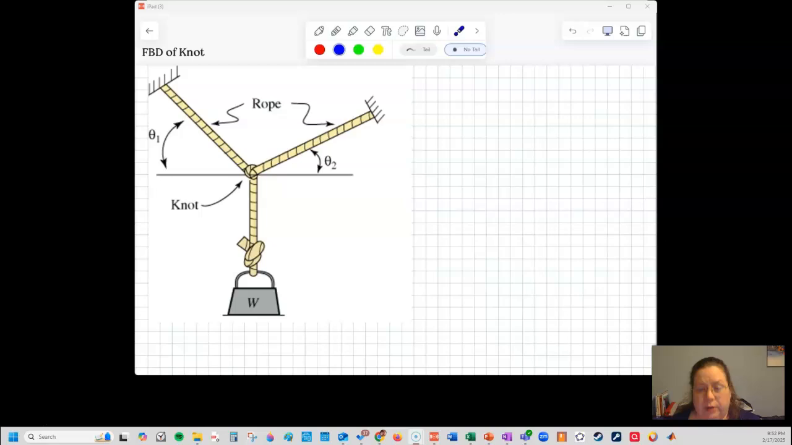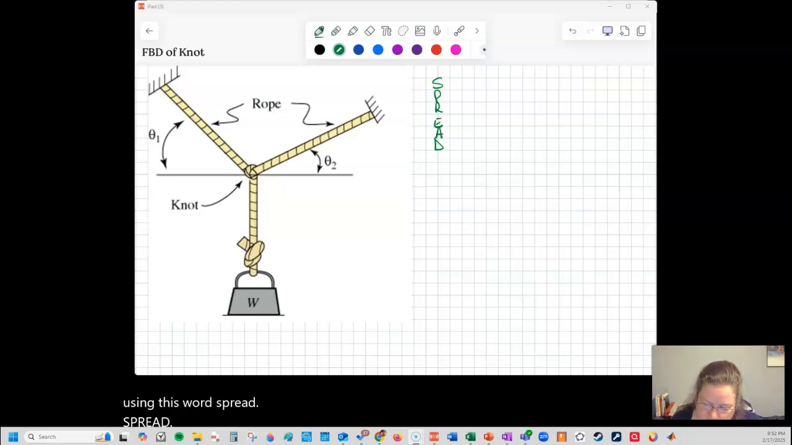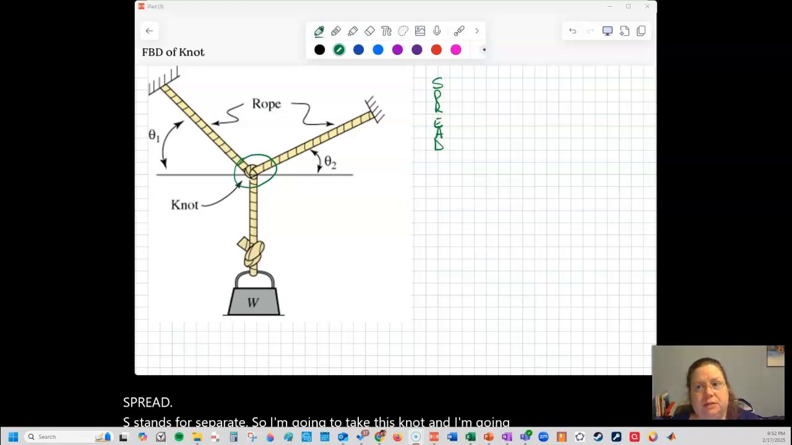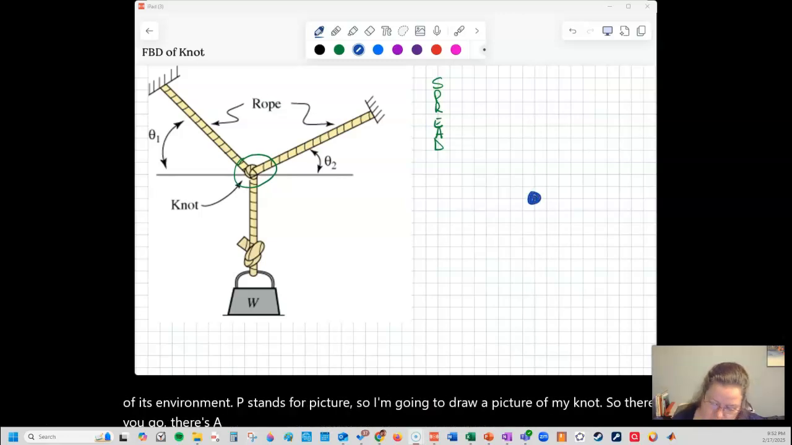Okay, so let's go ahead and practice this real quick for this example here. We're going to be using this word SPREAD, S-P-R-E-A-D. S stands for separate, so I'm going to take this knot and I'm going to separate it from the rest of its environment. P stands for picture, so I'm going to draw a picture of my knot. So there you go, there's a picture of my knot.